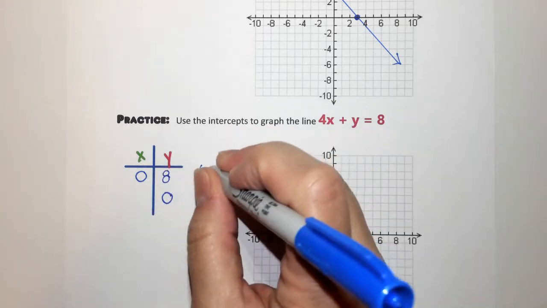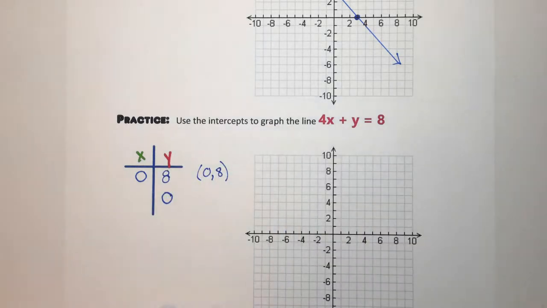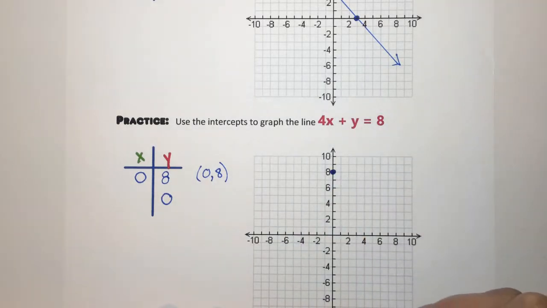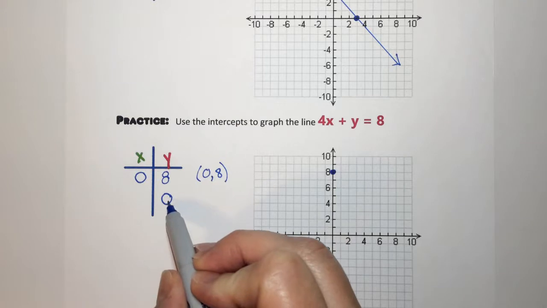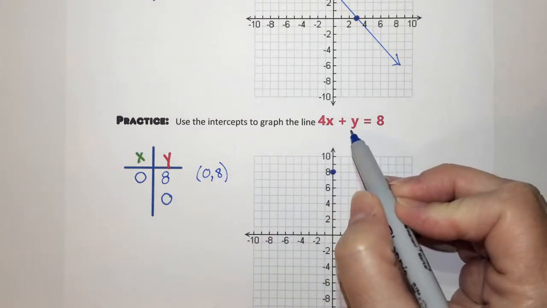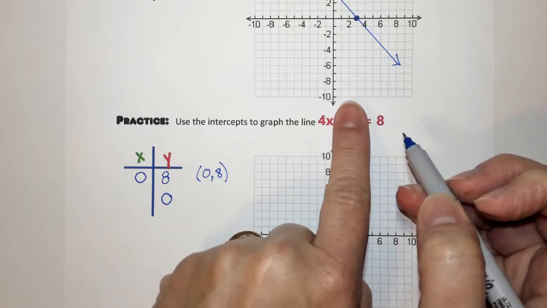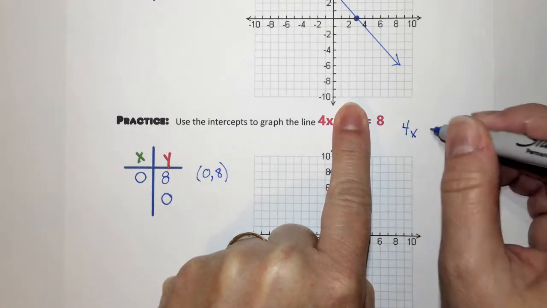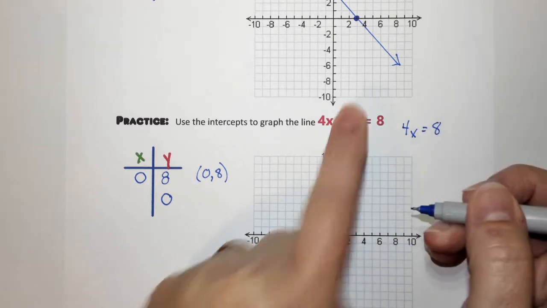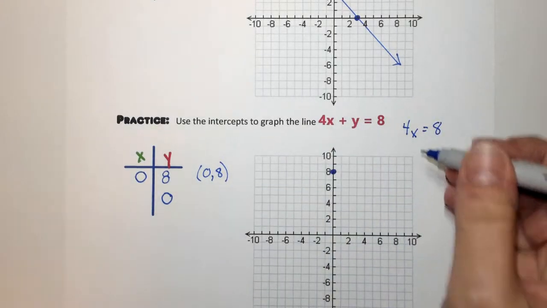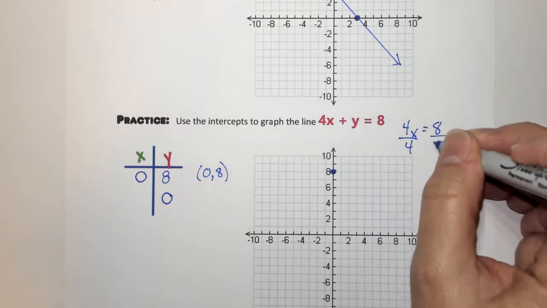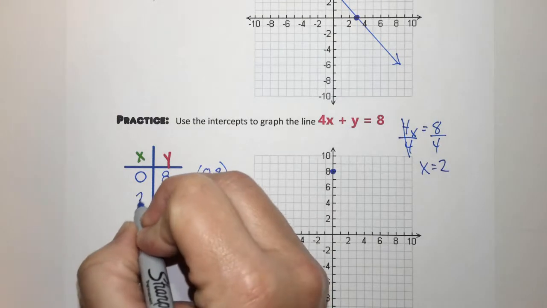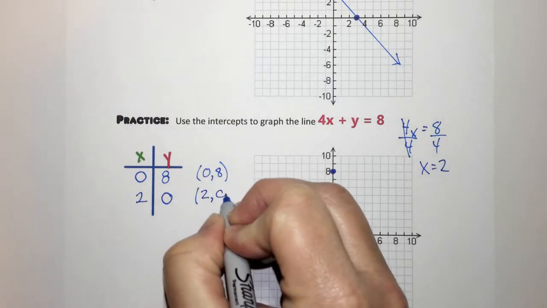So here's a point, (0, 8). When x is 0, y is 8. That's my y-intercept. To find my x-intercept, I'm going to use the 0 to substitute here for the y. So that's gone. Cover that up. Now I have 4x equals 8. I'm not quite done. This is a one-step algebra problem. Divide through both sides by 4. X equals 2. So my second point then is (2, 0).